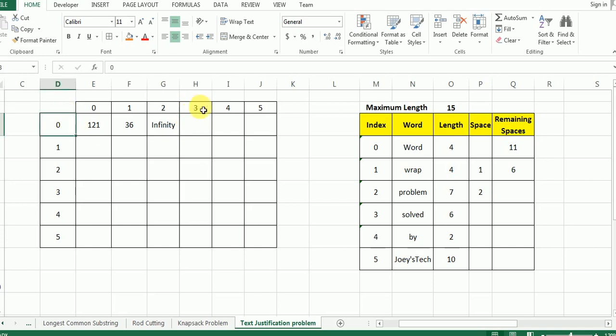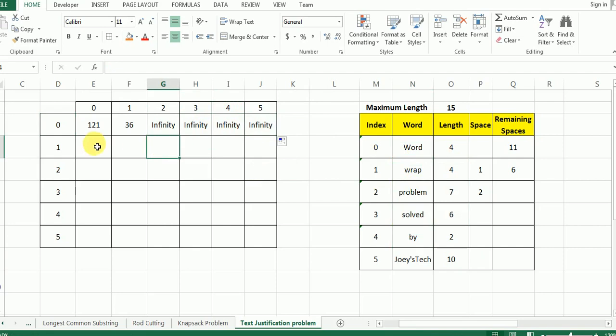From 0 to 3, that means from here to here, word wrap problem solved. Clearly you can see the combined length is going to come as 21, which breaches the maximum length. So again, we are going to fill this cell with infinity. We move to this cell now. From 0 to 4, word wrap problem solved by. Again, the combined length is going to come out as 23, which breaches 15. So the value is going to be infinity. Similarly, the value of this cell also is going to be infinity.